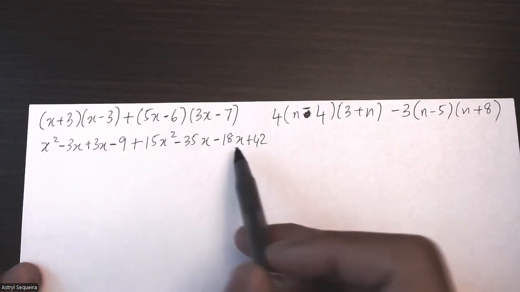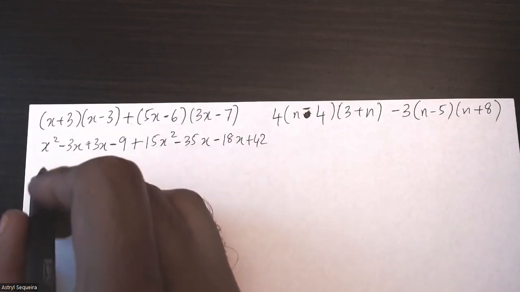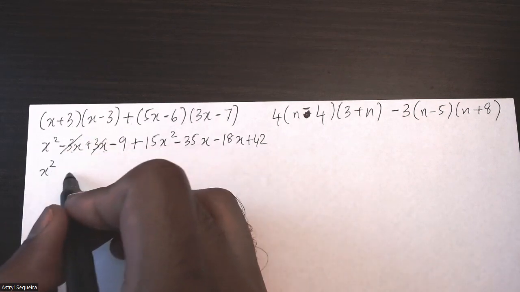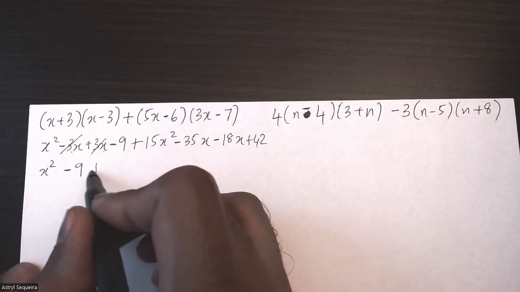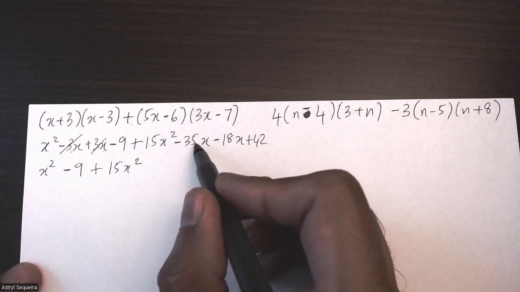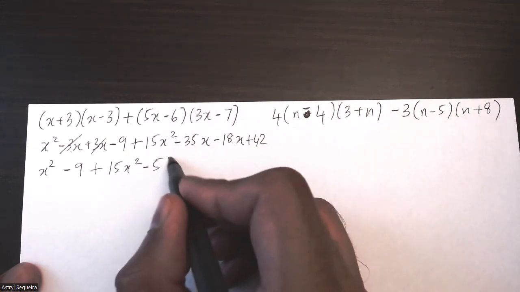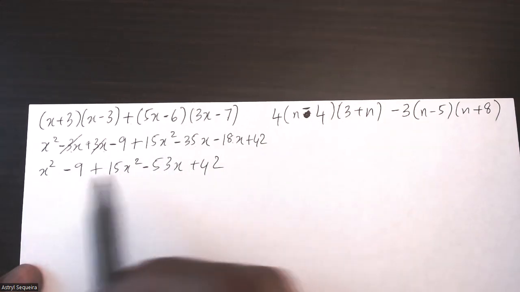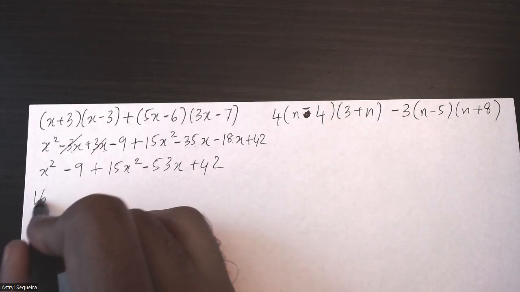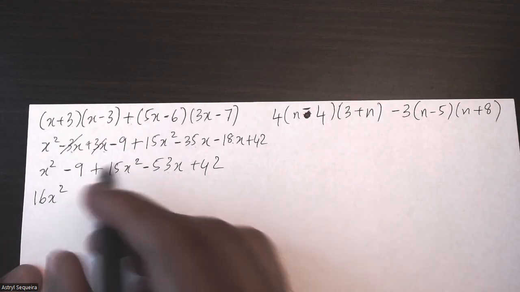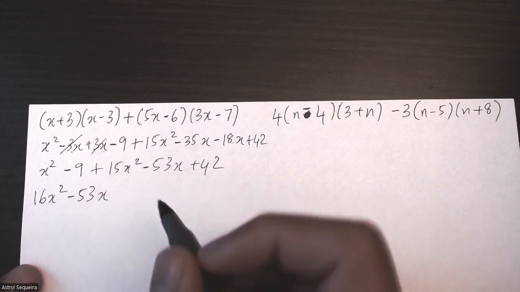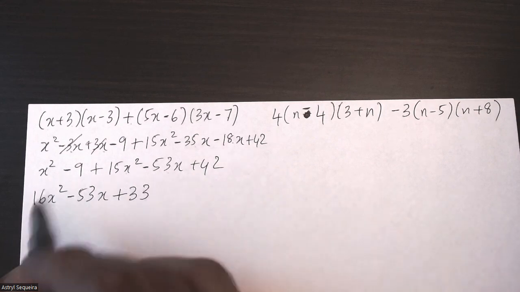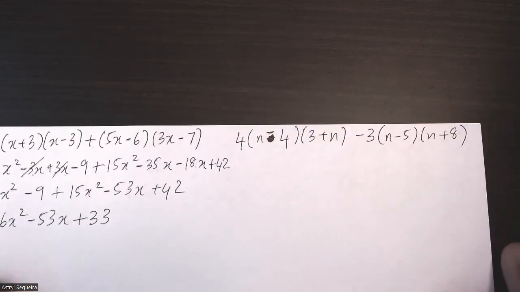Then I'll just combine like terms for each one of these. You can do it all together as well, but just to make things easier, I'll combine like terms. Negative 3x and plus 3x just cancel each other out. So I just have x squared minus 9 over here. And over here, I have negative 35 minus 18, which is negative 53x plus 42. Now we'll combine like terms in the entire equation. So x squared plus 15x squared is 16x squared. I only have one x term, which is negative 53x. Negative 9 plus 42 is positive 33, and this is my final solution.